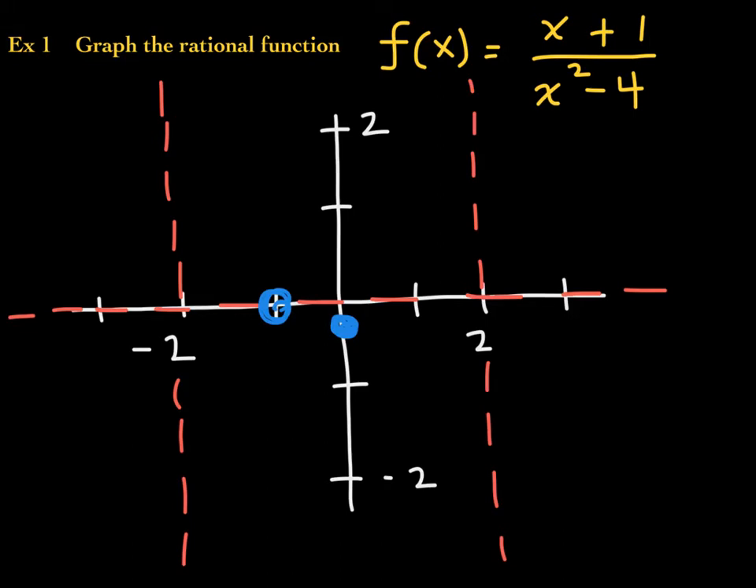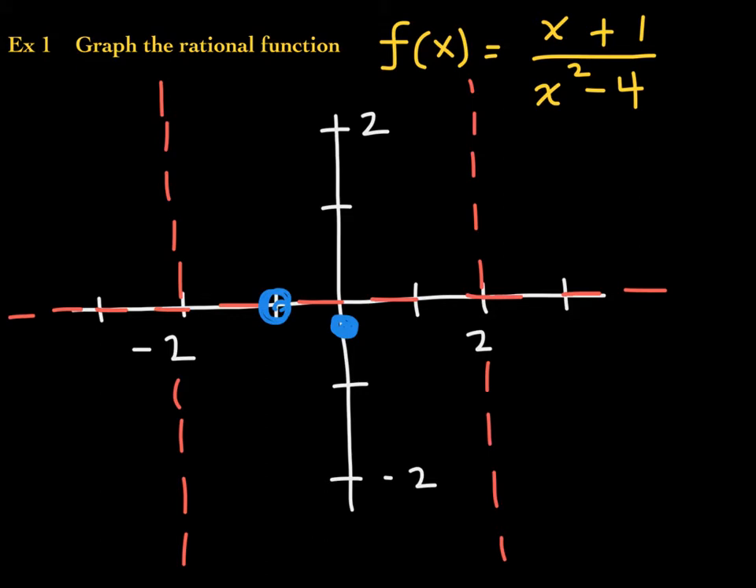Now, what we're going to do is remember that there are 3 pieces for this graph. You have a piece over here to the left of this vertical asymptote. You have a piece right here in the middle in between the 2 vertical asymptotes, and a third piece that's to the right of this vertical asymptote.